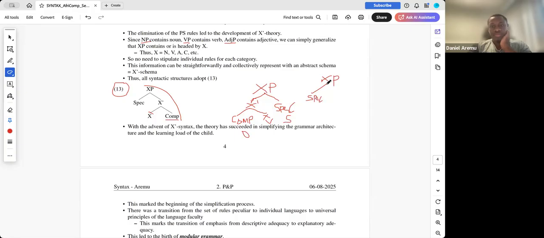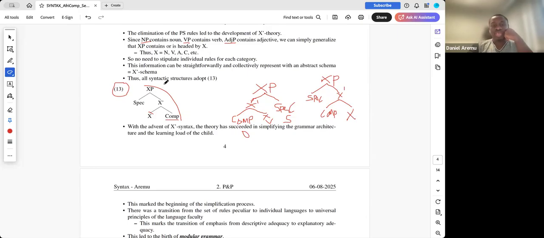So you still have a spec, and then you have your X bar. But then instead of having X, you have a comp. And then the X. So this will be languages where usually this will be SOV languages. And SOV means subject, verb, object. So S, subject, V, verb, O, object.